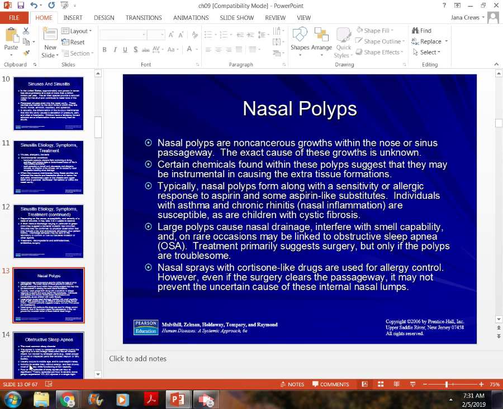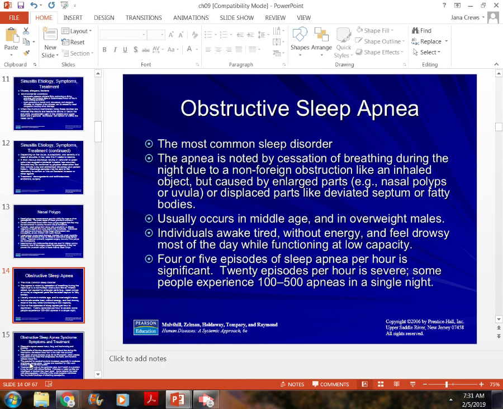Large polyps can cause the need for excessive drainage. They can cause sleep issues. They can cause changes in your vocal resonation because your sinuses have a lot to do with your voice. And so sometimes they use steroid nasal sprays to try to decrease those polyps. If that doesn't work, sometimes they have to be removed.